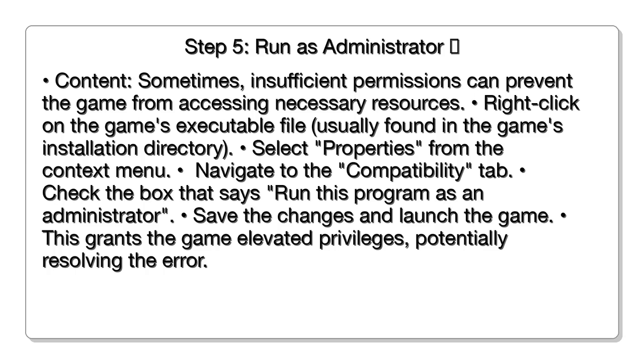Step five: run as administrator. Sometimes insufficient permissions can prevent the game from accessing necessary resources. Right-click on the game's executable file, usually found in the game's installation directory. Select Properties from the context menu. Navigate to the Compatibility tab. Check the box that says Run this program as an administrator. Save the changes and launch the game. This grants the game elevated privileges, potentially resolving the error.